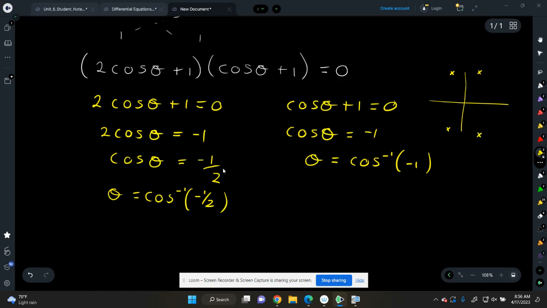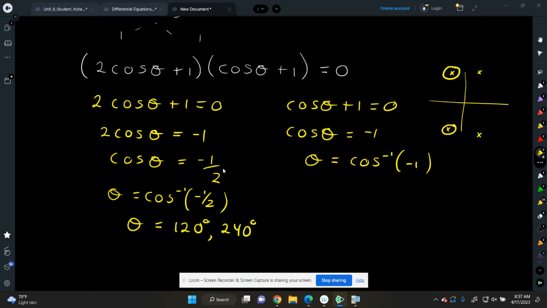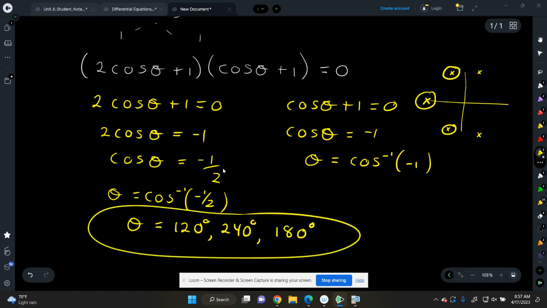Okay, so here it's positive, so that's not correct. So this one, and that is which angle? 120. And then down here at 240. Okay, and then where is cosine equal to negative 1? At 180. And that's our answer. Okay.